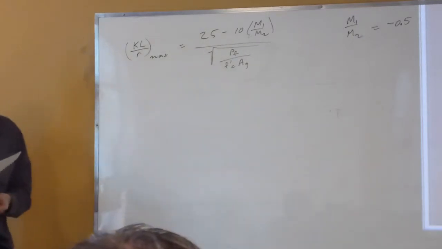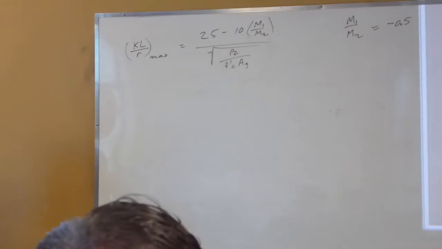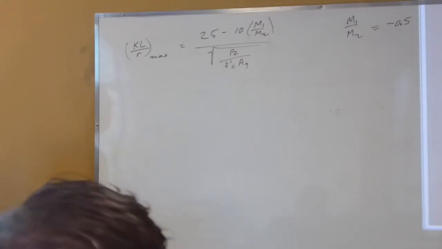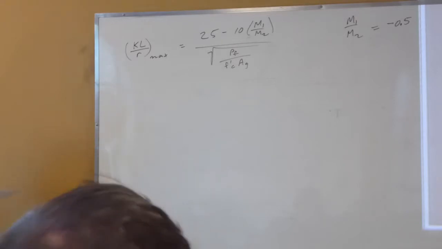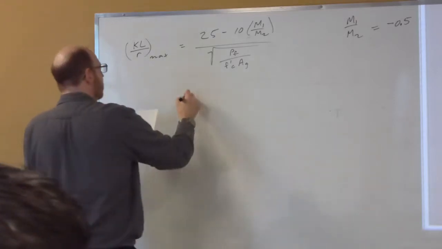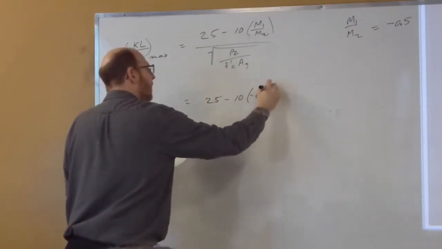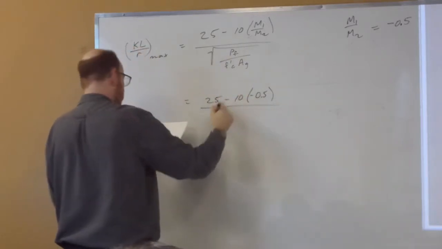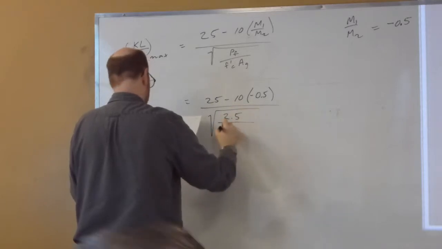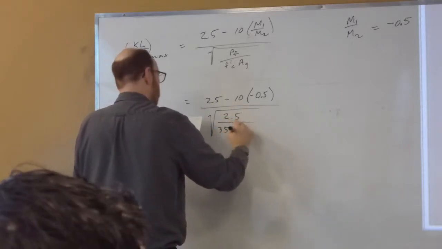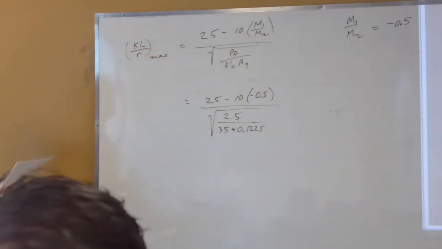Again, negative because double curvature, and of course M1 was half of M2. And again, this number cannot be less than minus 0.5, so this is equal to minus 0.5, so we're okay. So we can stick that directly into our formula. As we plug in our values here, I get 25 minus 10 times minus 0.5. Watch the two negative signs in here. And divided by square root of, plugging in PF, F prime C, and AG.